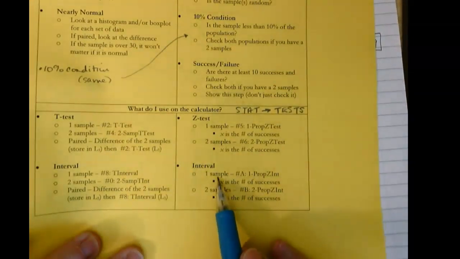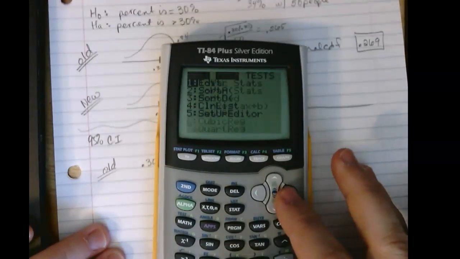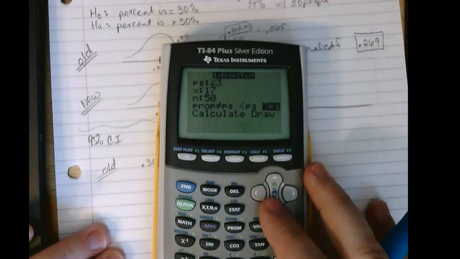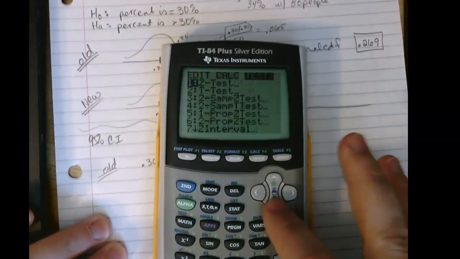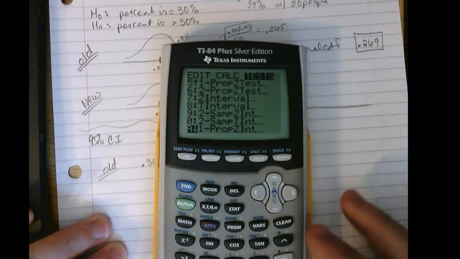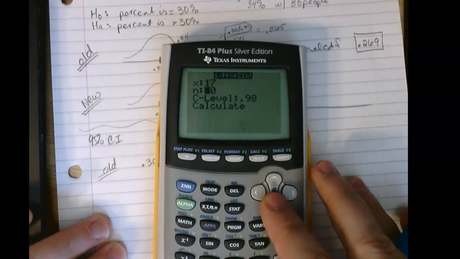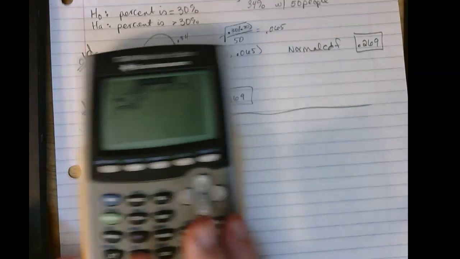So I want a confidence interval, a one prop z interval. So stat, test, one prop z interval. It still has the information. Oh, I did a z test by mistake. Sorry. Stat, test, one prop z int. There it is. So it's still 17 out of 50. Confidence is 95. And there's our answer. It gives it to us right there.